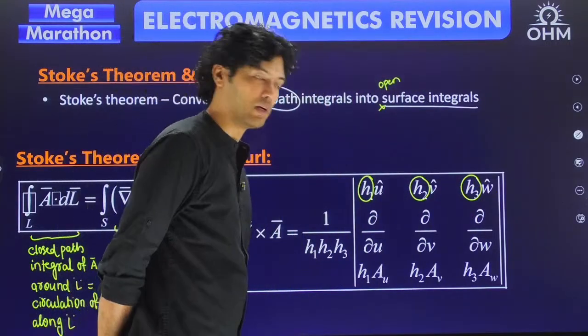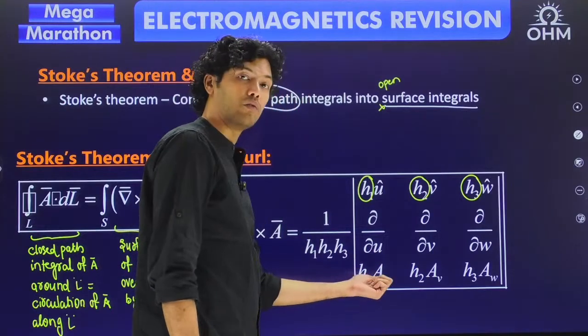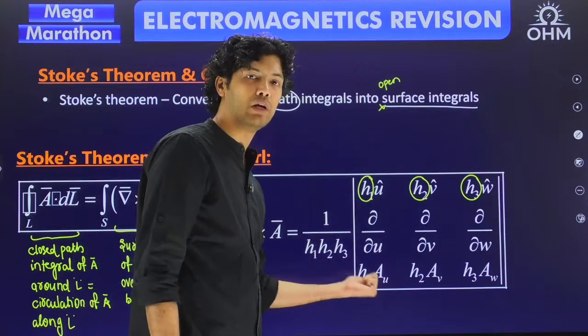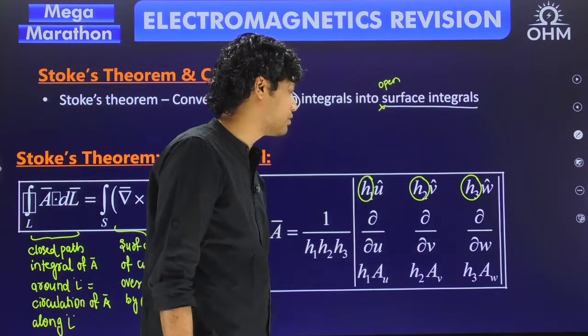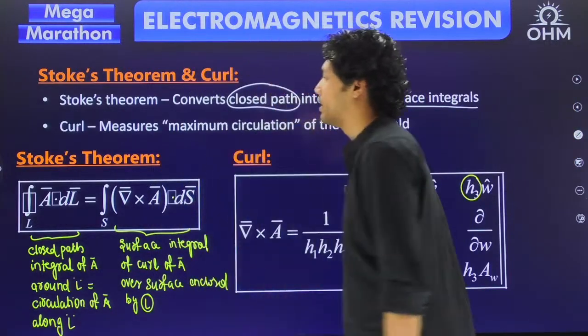Second row differential operators. Last one is nothing but the scale factor: h1 for u, so multiply h1 with the same vector field component Au. Second one h2 Av, h3 Aw as such.